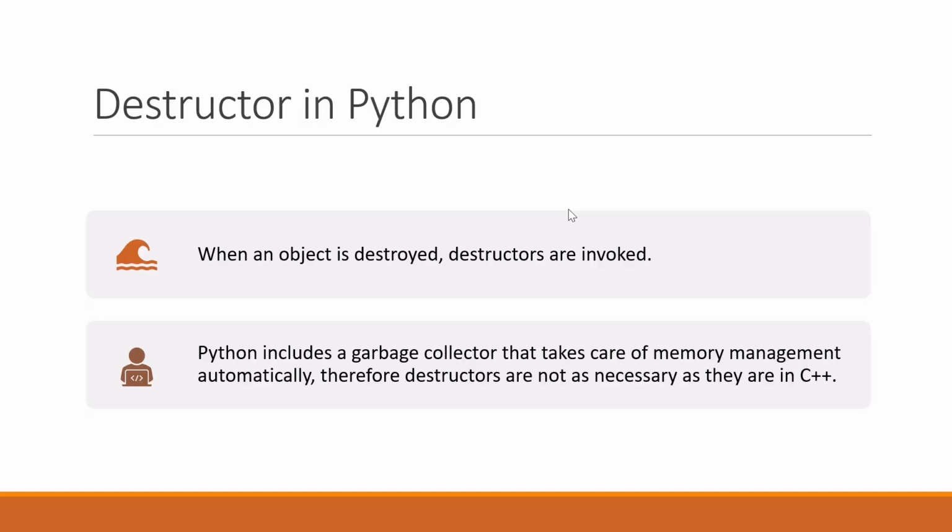So a destructor in Python is just the reverse of a constructor. Basically, when an object is destroyed, a destructor is invoked. Python includes a garbage collector that takes care of the memory management automatically. Therefore, destructors are not as necessary in Python as they are in C++. Moreover, in Python, a destructor method is referred to with the help of the __del__ method. When an item is garbage collected, it is called after all references to the object have been destroyed.